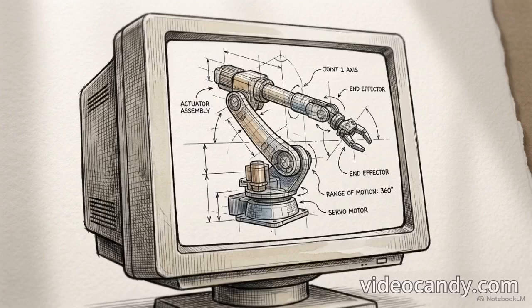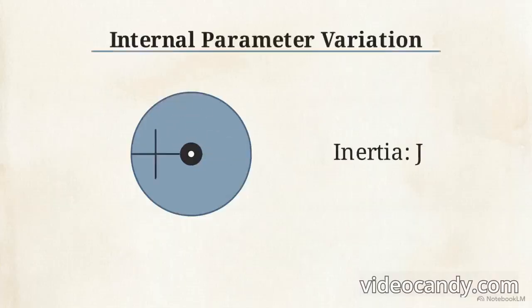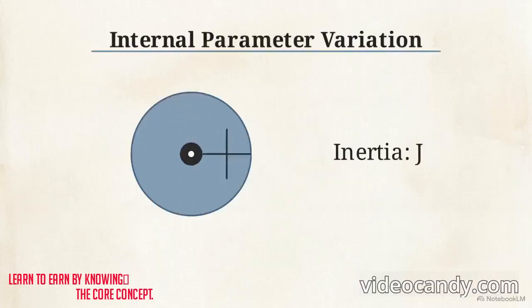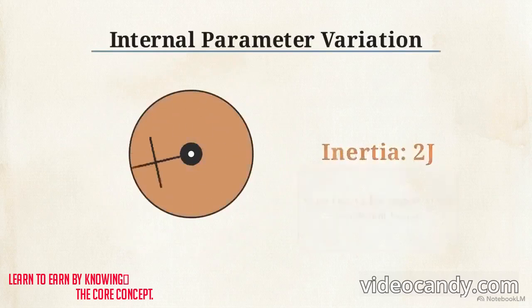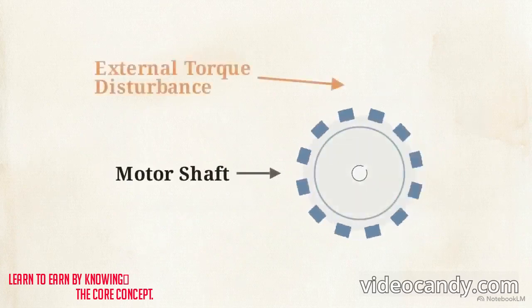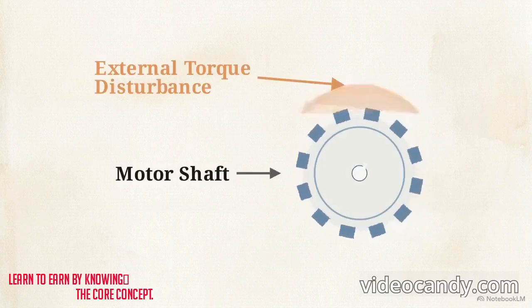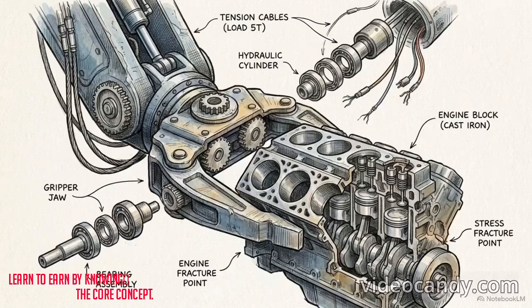However, its effectiveness relies on the assumption that operating conditions remain consistent with the system's mathematical model. While control models often assume ideal conditions, industrial environments introduce variables that the model cannot predict. One variable is internal parameter variation. This occurs when physical properties change during operation, such as a load doubling the system's inertia from J to 2J. A more difficult variable to manage is the external disturbance. In a simulation, this is often modeled as an oscillating torque load that actively opposes the motor's rotation.